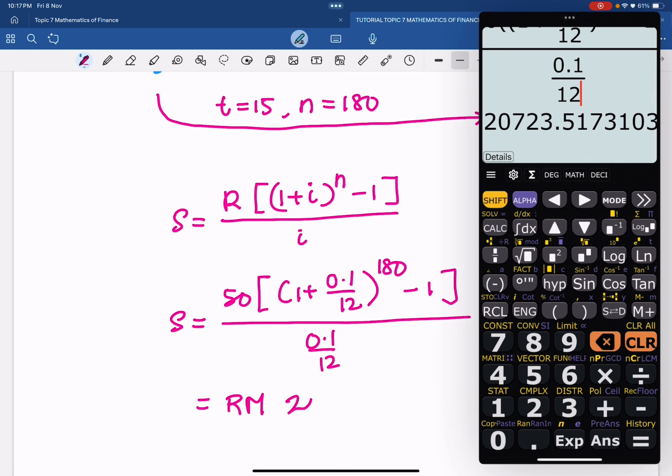So she's going to receive 20,723 and 52 cents.